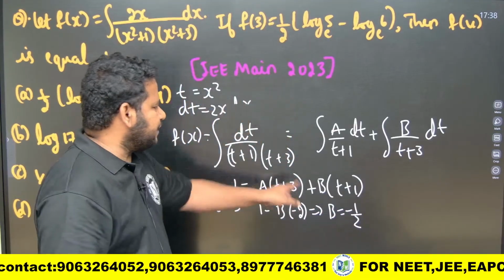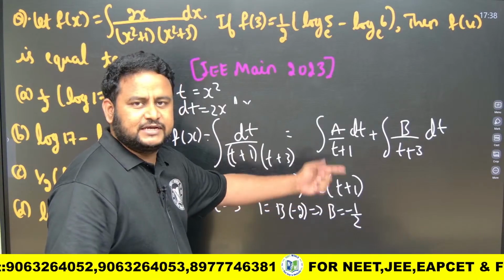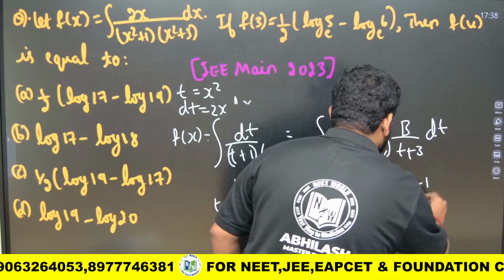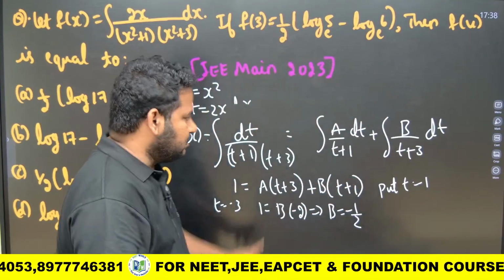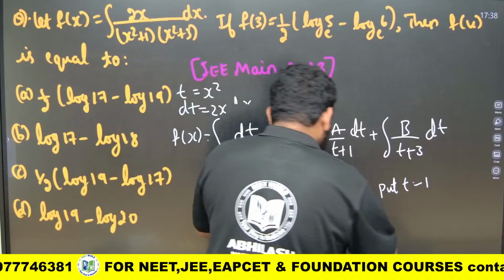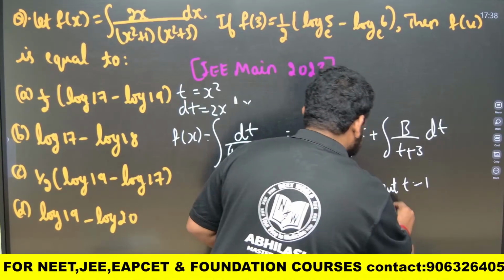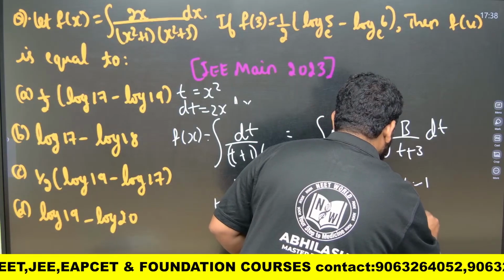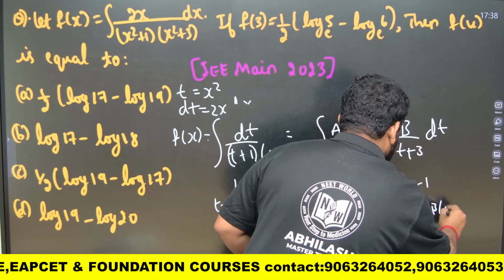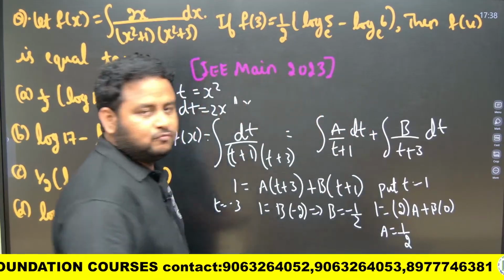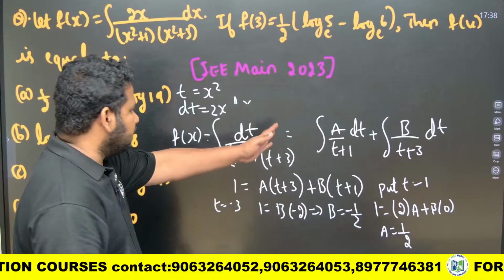Okay. Now, I want to find a. So, I will put t is equal to minus 1. If I put t is equal to minus 1, what will I get, friends? This will become 1 is equal to minus 1 plus 3, this is 2 times a plus b into 0. So, a will become equal to 1 by 2. This is what I will get. Now, what will this integral turn into?